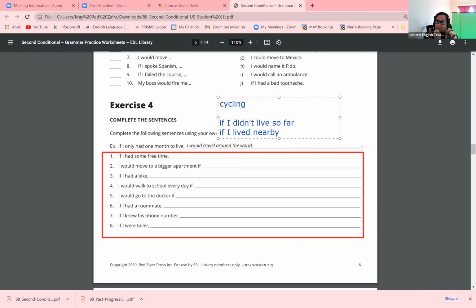No S in food. I would walk to school every day if I didn't have a car. Muhammad, remember, if past tense. Yep. I didn't have a car. If I had a bike, I would play with my friend. Maybe I would ride with my friend. Mahachi, please. If I had a roommate, I would buy a bunk bed. Yes. If I knew his phone number, I would ring him every day. If I knew his phone number, I would invite him to my party. Good.